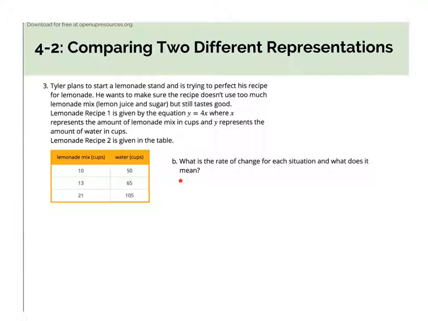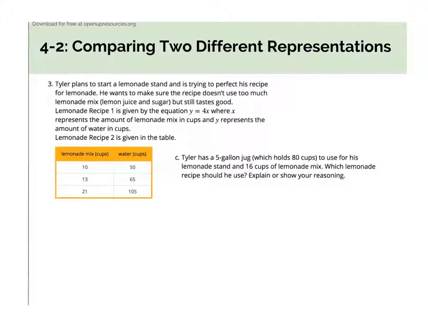B, like in the other problems, is asking us what is the rate of change for each situation and what does it mean. You should have written those down already if you didn't get them your first time around. So use those rates to answer this question. C is a little interesting though. Let's take a look. Tyler has a 5-gallon jug which holds 80 cups to use for his lemonade stand and 16 cups of lemonade. Which lemonade recipe should he use and explain?